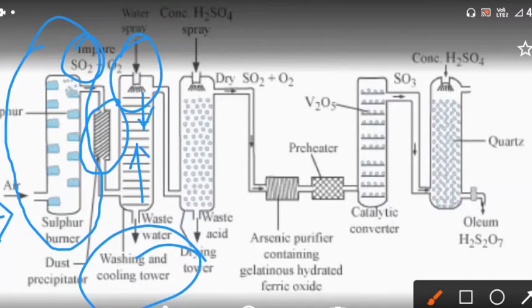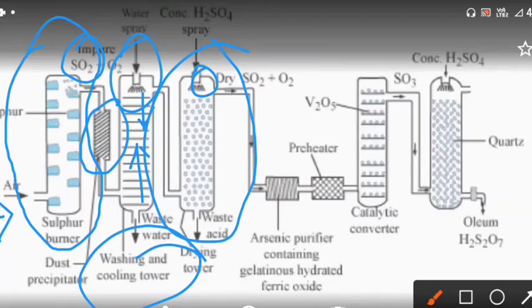The wet pure sulfur dioxide gas is then passed through the next tower, called the drying tower. Here, as per the name, it dries the wet gas coming out from the washing tower. For that, sulfuric acid is sprayed from the top. Sulfuric acid is a best dehydrating agent, so it removes the water particles present in the sulfur dioxide gas.